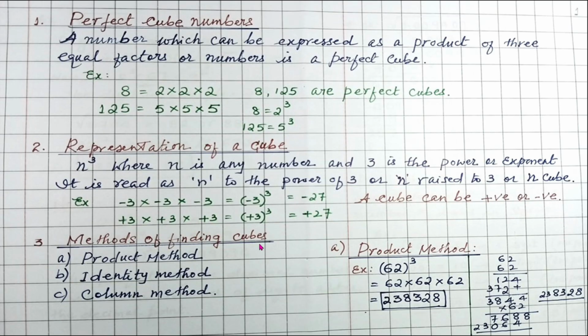Now, methods of finding cubes. There are different methods of finding cubes. We have the product method, the identity method, and the column method. Let us learn one by one. In the product method, let us take an example, 62 cube. Multiply 62 three times. 62 into 62 into 62 is 238328, which is the cube of 62. In the product method, just multiply the given number three times and we get the cube of that number.